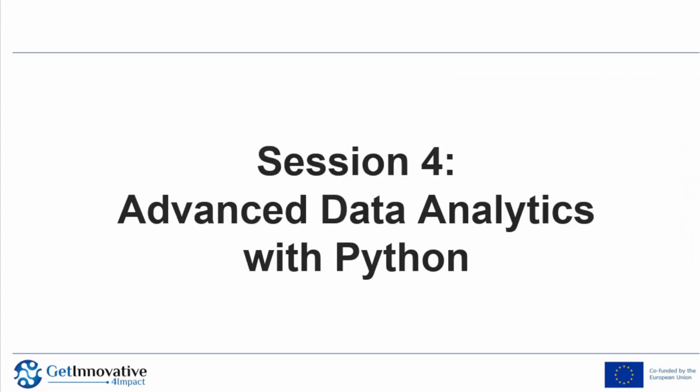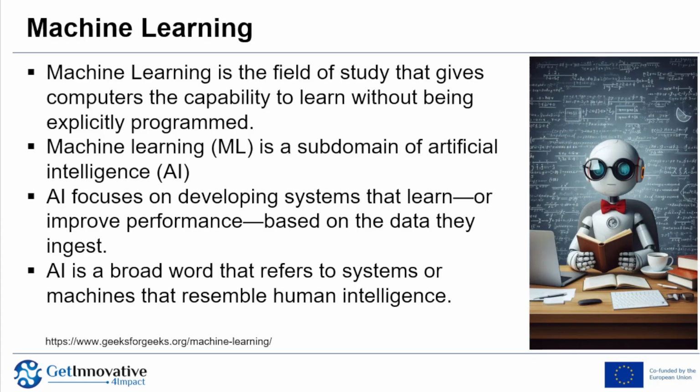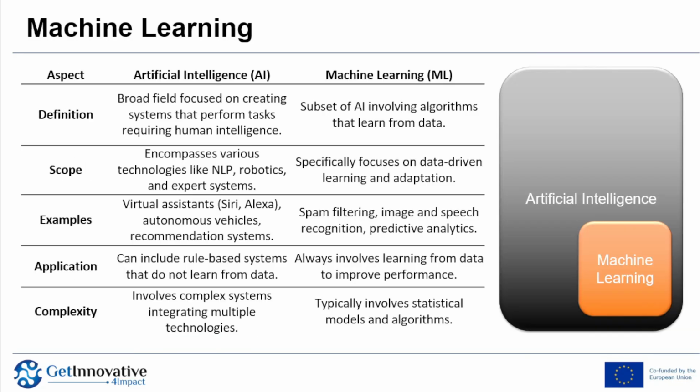Now we are moving towards session 4, that is advanced data analytics with Python. Here we start with machine learning. Basically machine learning is a field of study which gives computers the capability to learn without being explicitly programmed. Machine learning is a subdomain of artificial intelligence. It is focused on developing systems that improve performance based on the data they ingest. Artificial intelligence is a broad term and refers to systems and machines that resemble human intelligence.